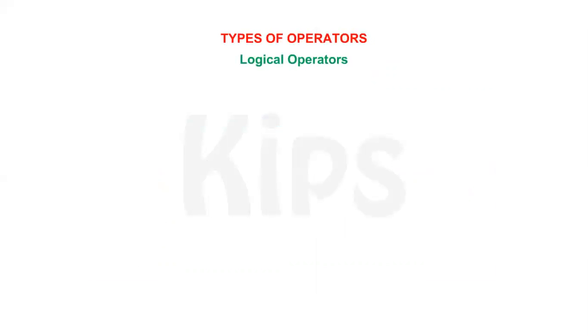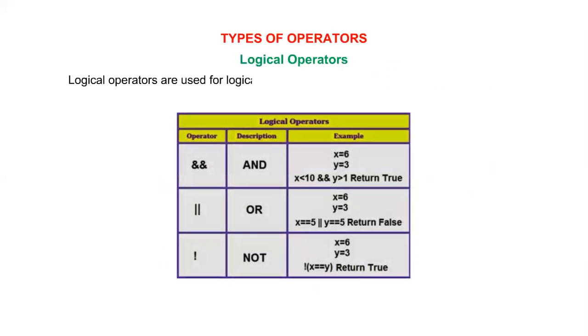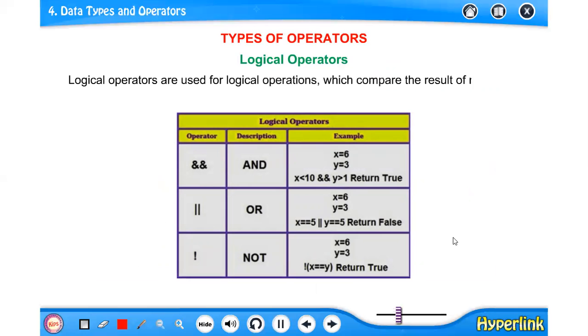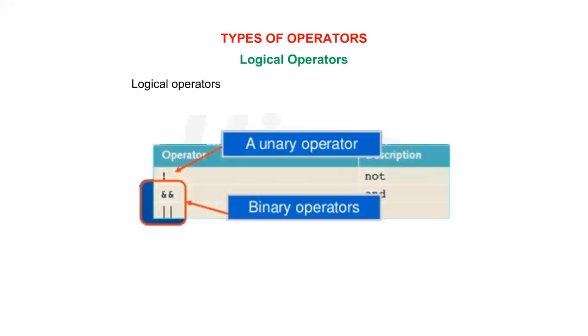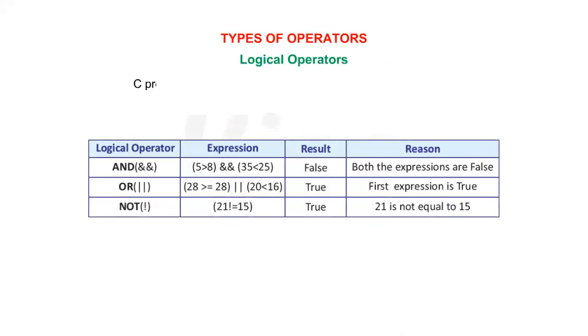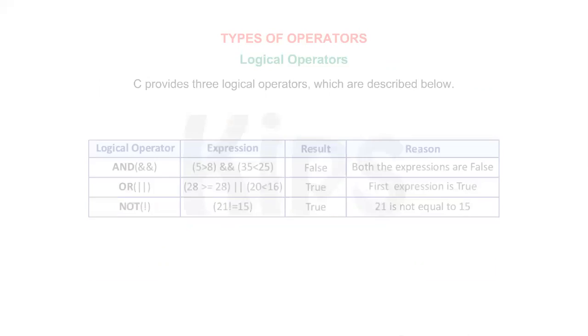Logical operators. Logical operators are used for logical operations which compare the results of relational expressions and give the result in the form of true or false. Logical operators are used as both binary and unary operators. C provides 3 logical operators which are described below.